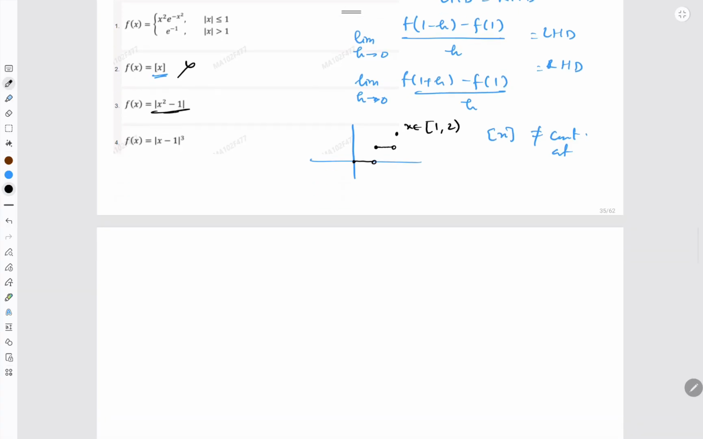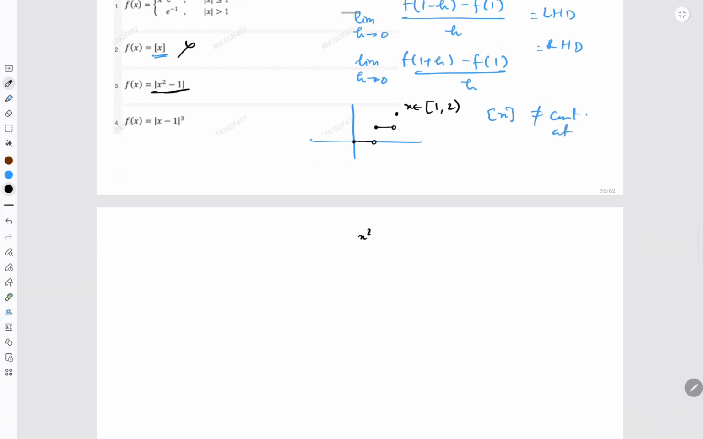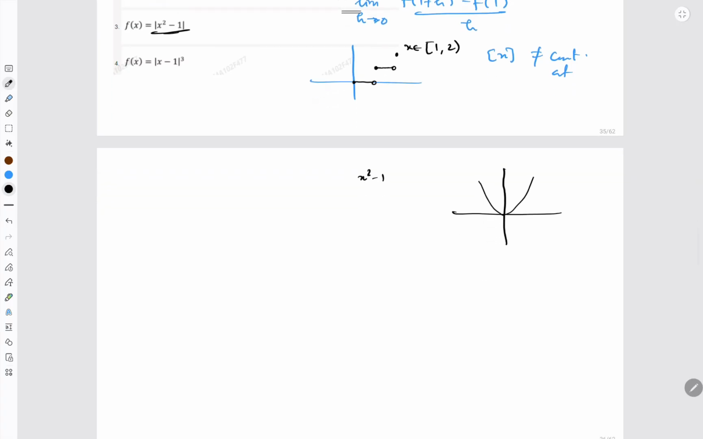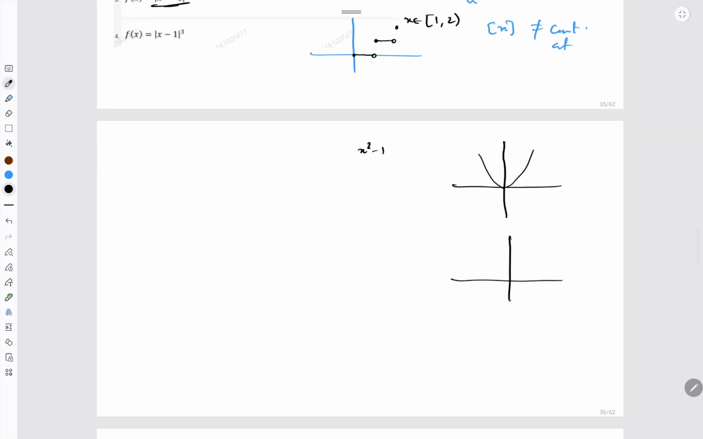Talking about this x square minus 1. Now, x square minus 1, we know that the graph of x square is this. The graph of x square minus 1 is, if I bring it 1 unit down, let's say this is minus 1, 0 comma minus 1. This is x square minus 1.